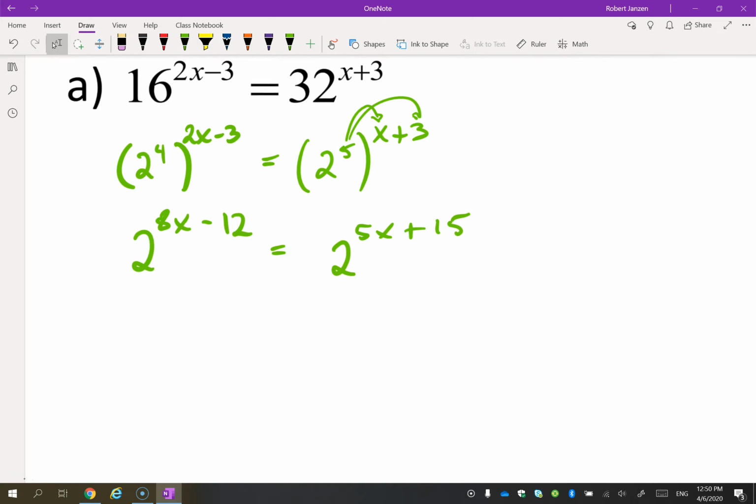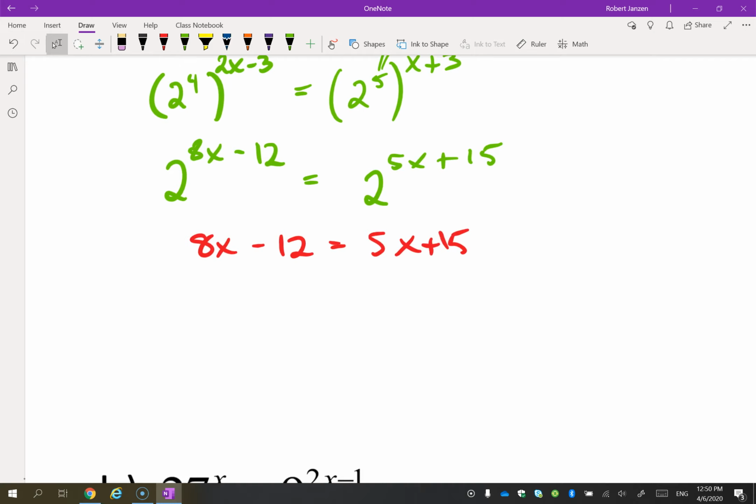Okay? And now once the bases are the same, since we have this equal sign here, this must mean that this and this are the same, because 2 to the power of this something equals 2 to the power of this something. So we just have to equate the powers. So 8x minus 12 has to be equal to 5x plus 15. Okay, and then it's a simple algebra question. Take away 5x from both sides, you get 3x. Add 12 to both sides, you get 27. Divide by 3, x is 9.